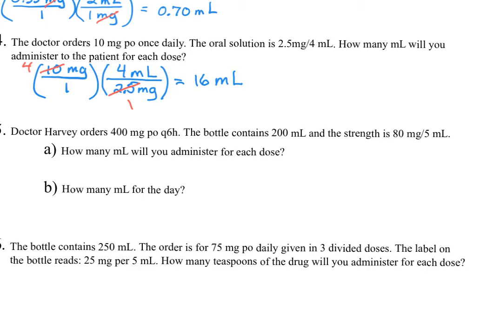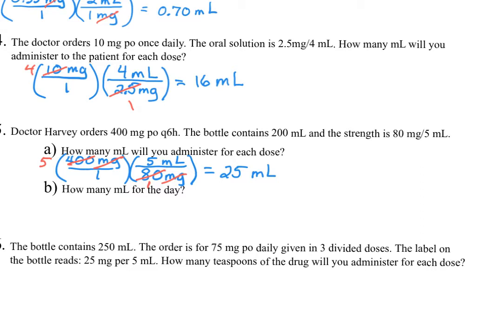Let's try again. I will pause briefly after I read the problem. You pause the video and try the next one. Try this one. Dr. Harvey orders 400 milligrams by mouth every 6 hours. The bottle contains 200 milliliters and the strength is 80 milligrams per 5 milliliters. How many milliliters will you administer for each dose? How many milliliters will you administer for the day?